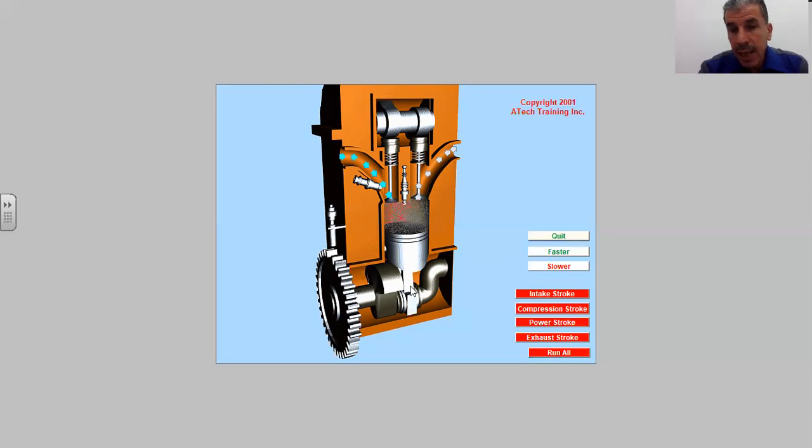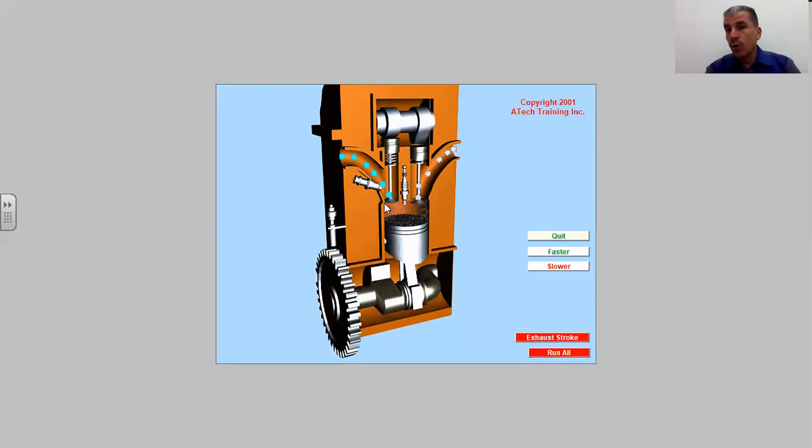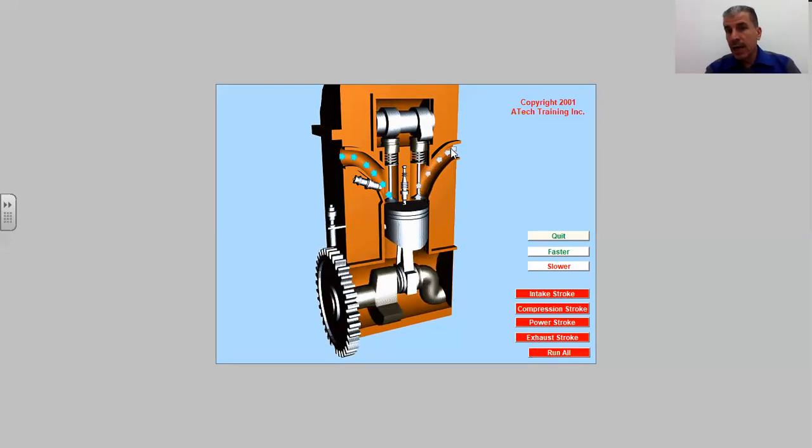As we see, the downward movement is transmitted by the connecting rod, this is the connecting rod, to the crankshaft. The crankshaft looks like a bicycle pedal, so it will run. That will make the engine run. After the gas is burned, we need to get it out to start another stroke. So the exhaust stroke will start to push the gases out of the engine.